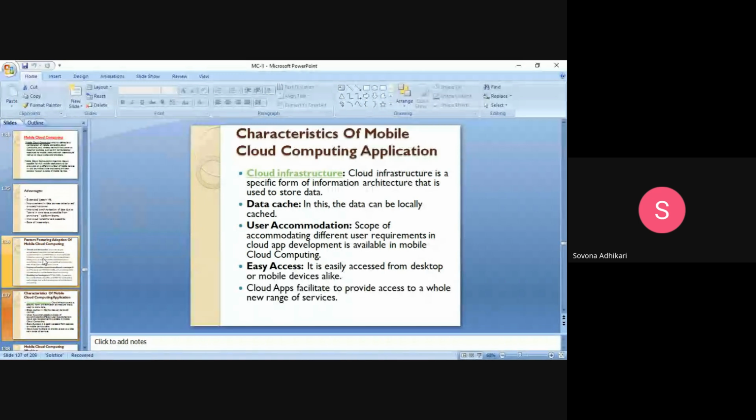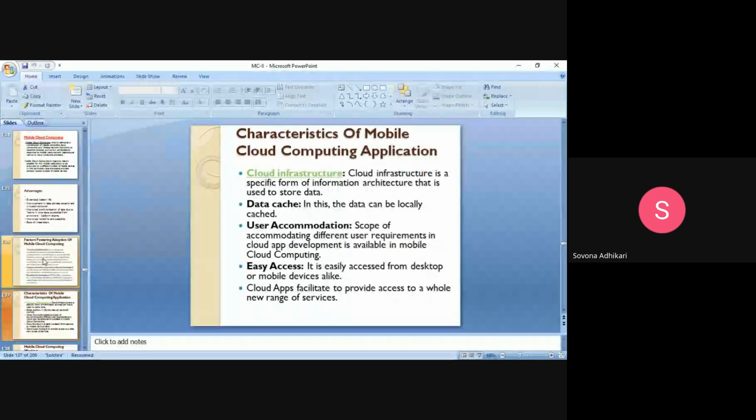User accommodation. The scope of accommodating different user requirements in cloud app development is available in mobile cloud computing. Users have different requirements, and these different user requirements can be fulfilled using cloud app development. It can easily be accessed from a desktop or a mobile device alike. So using your mobile devices or your desktop, you can access the mobile cloud computing data.